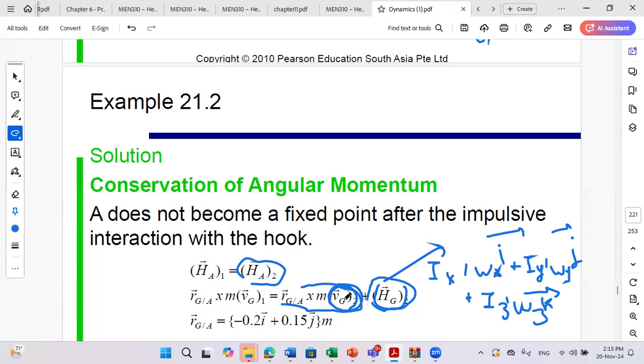The velocity of point G at state 2 can be decomposed in 3D into 3 components: VG2x in i plus VG2y in j plus VG2z in k.